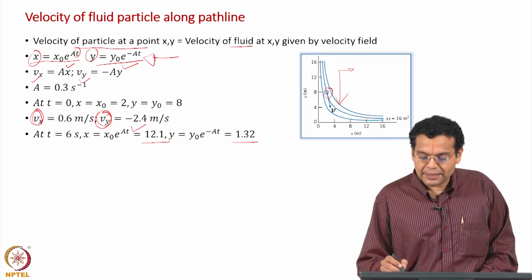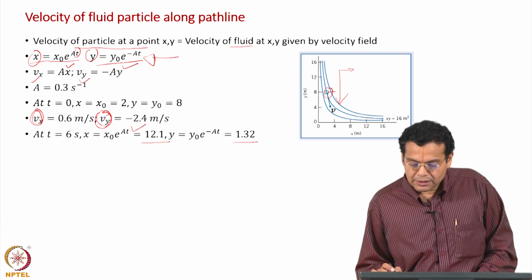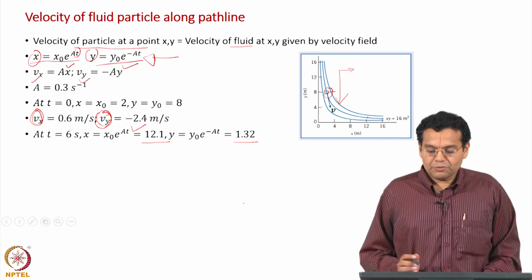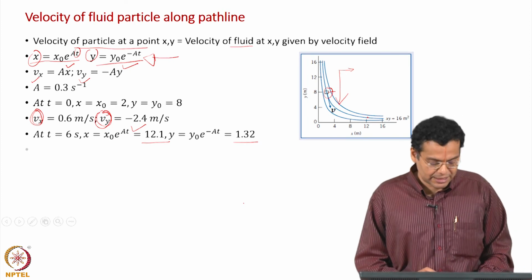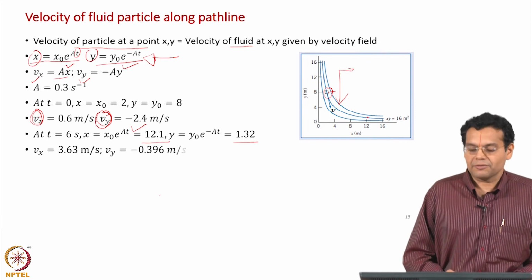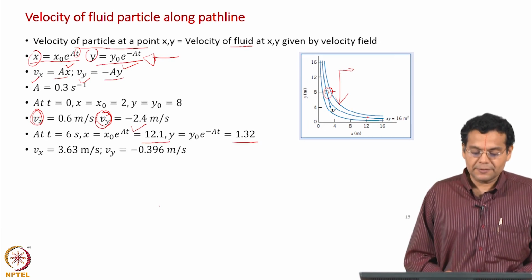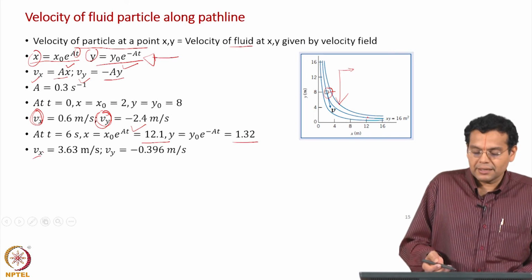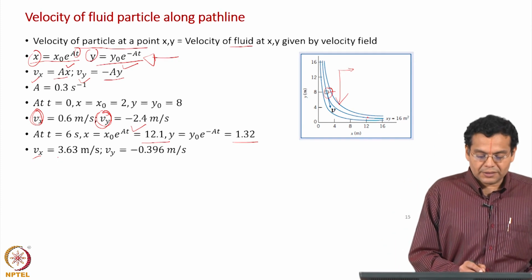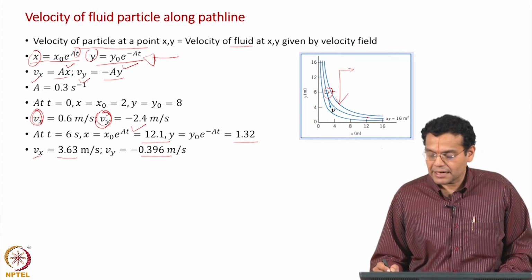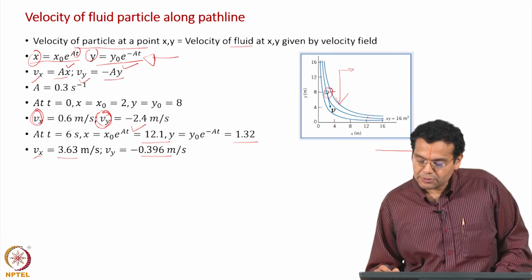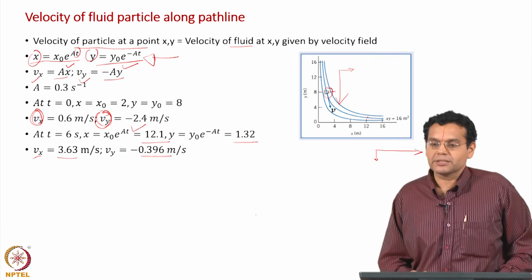At t equal to 0 the particle was here, and at t equal to 6 seconds the particle is somewhere here. Now we know the position, and as we have done earlier we can find out the x component of velocity and the y component of velocity. Once again this represents the velocity of the fluid particle and of the velocity field as well. Now if you see these values, the x component is a large value, 3.63 meters per second, and y is a relatively small negative value, just minus 0.4 meter per second.